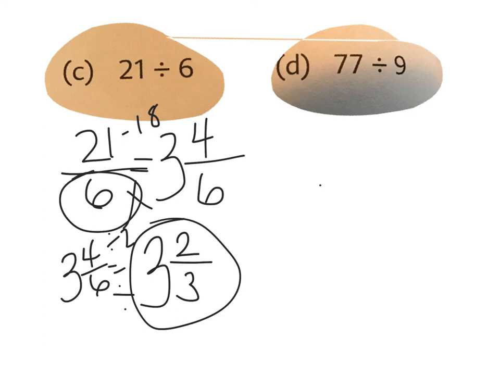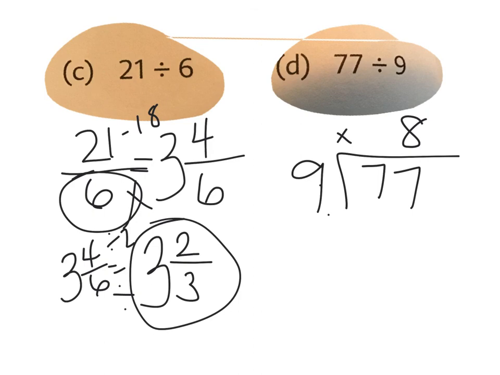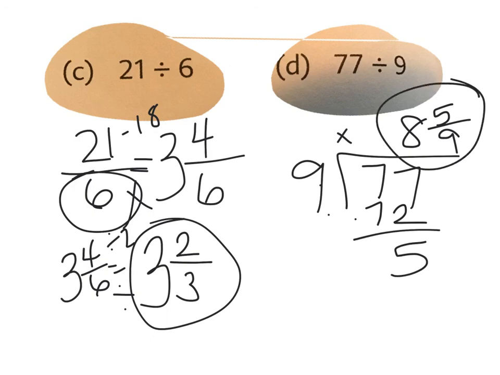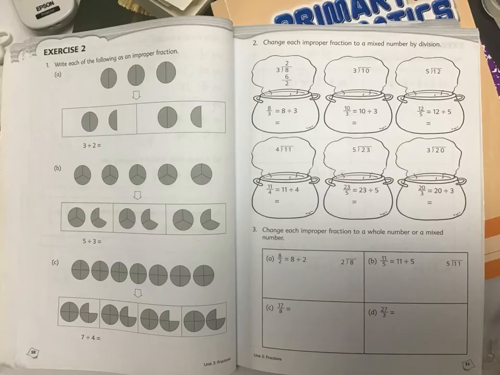I'm going to do it the other way. I'm going to go 9 divided by 77. 9 goes in there. 5 times would be 45. 7 times would be 63. 8 times would be 72. So 9 times 8 is 72. Subtract. 5 pieces left over out of 9. 8 and 5/9. Can I reduce that? Nope, because 5 is a prime number. So there you go, 8 and 5/9.